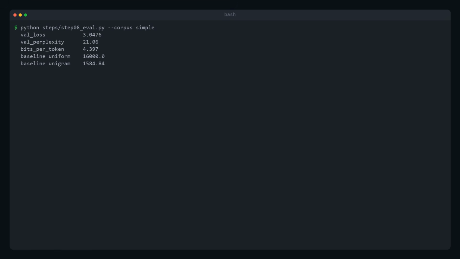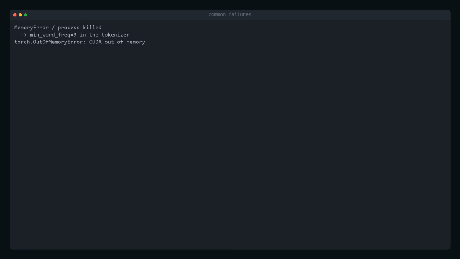The result is a perplexity of 21.06 against 1,584.84 for the frequency model. Let me go through the traps people hit, and one of them I hit myself while making this. Training the vocabulary on the Russian corpus took 812.5 gigabytes of memory and killed a neighboring process. The cure is the word frequency guard we covered earlier.